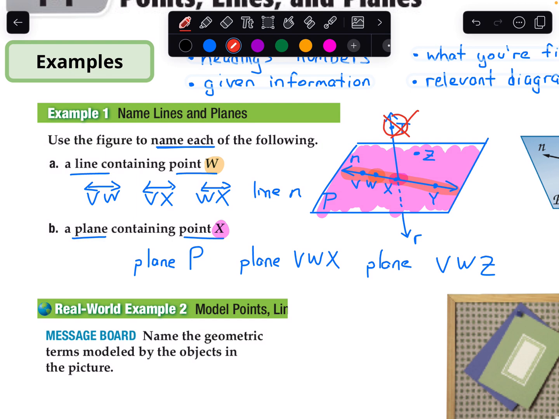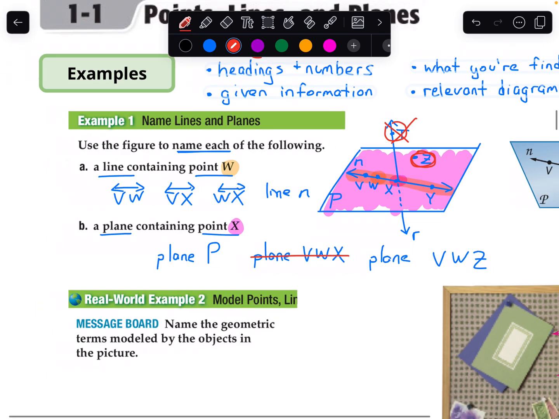And I would also specify here, let's not use VWX or any 3 points that are already collinear as well. We need 3 points that are not collinear to define the plane. So it looks like you will have to include Z because all the other ones are on the same line. So as long as you include Z and any of the other two that are not T, you'll be okay.